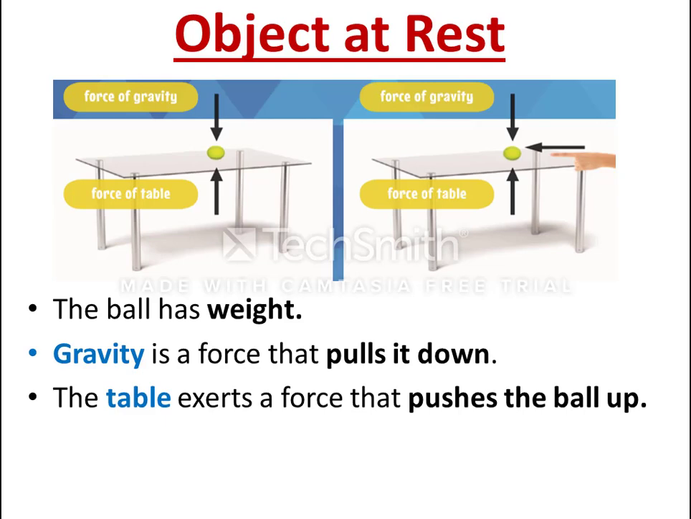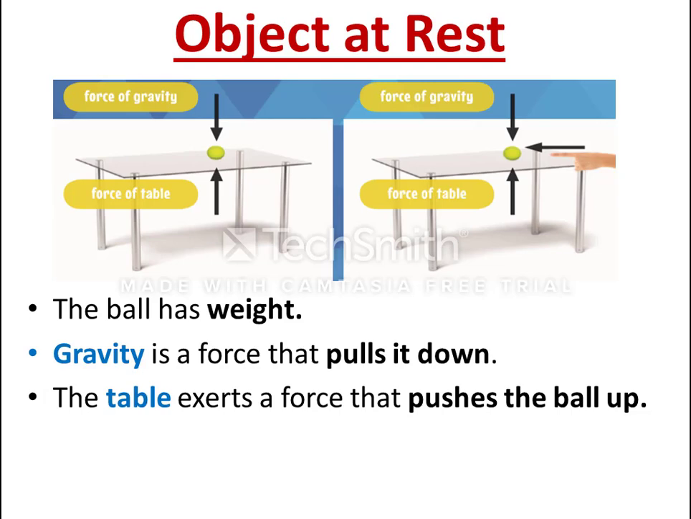So, the table will exert a force that pushes the ball up because this is not on the surface of Earth. This is another position. I change the position. Now, my smart students, I have two forces against each other in direction, but the same or equal in size. This means they cancel each other. They are not moving the ball.